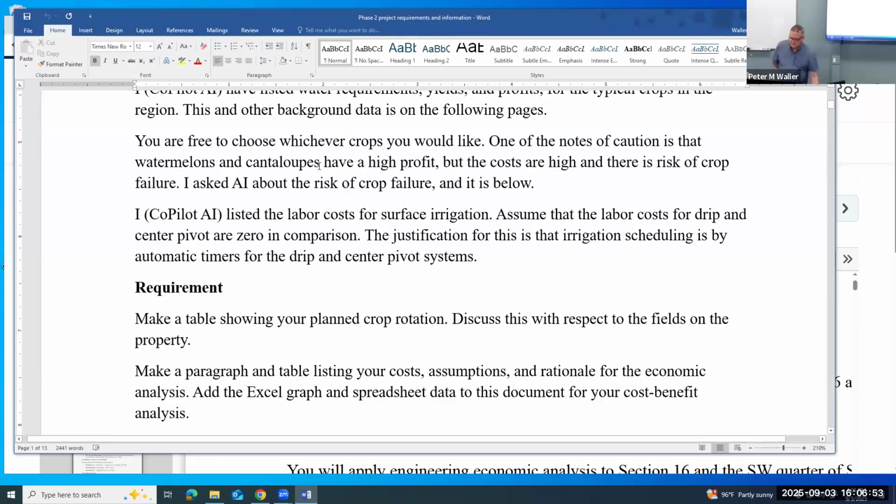The thing that you need to be careful of is the watermelons and cantaloupes have a huge amount of potential profit, like 10,000 or $13,000 per acre per year. But there's also a very high risk. It costs a lot to grow them. You know, they transplant them, and just so many costs. And there's a risk of crop failure. And so that's something you should consider too.